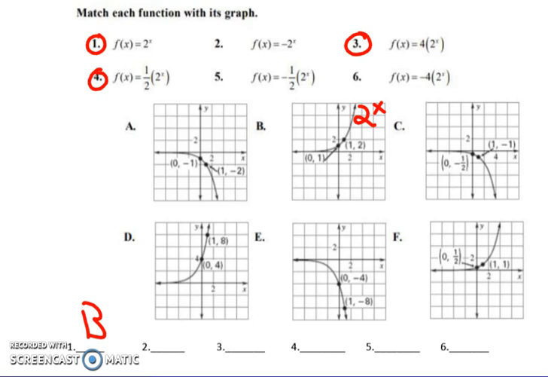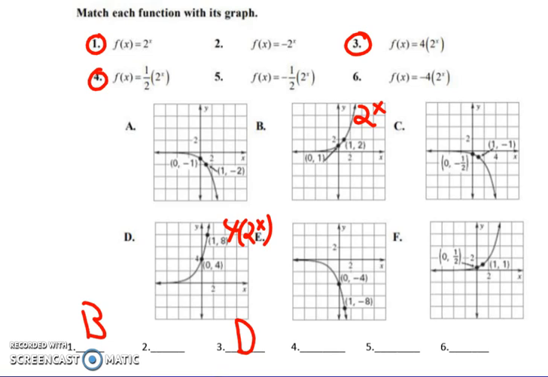That has to have a point 0, 4, right? That's got to be this guy. That has to be 4, 2 to the x. Because when I plug in 0, 2 to the 0 is 1. 1 times 4 is 4. So that has to be 3 is D. Yes, 3D.